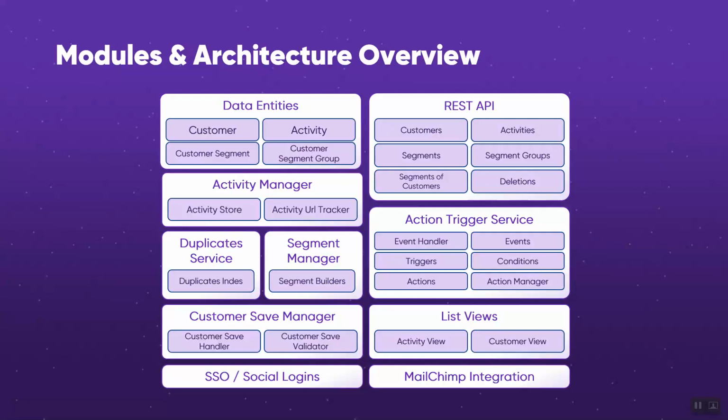Then we have a duplicates service that sets up a duplicates index and tries to find duplicates among the customer data, which can be configured in quite an extensive way and specify which attributes should be considered in the duplicate detection algorithm and how the fuzzy logic should be set up.